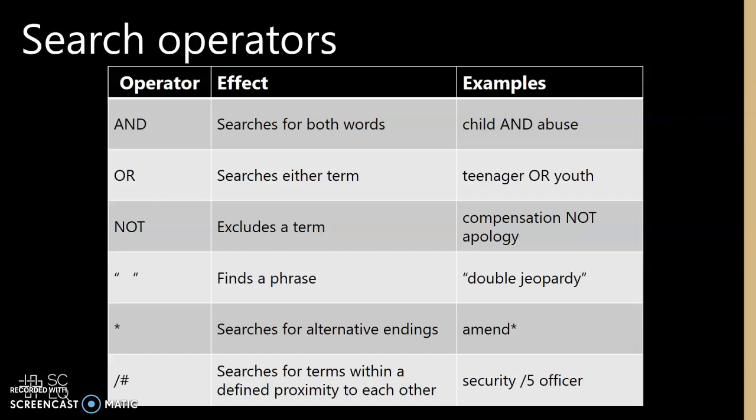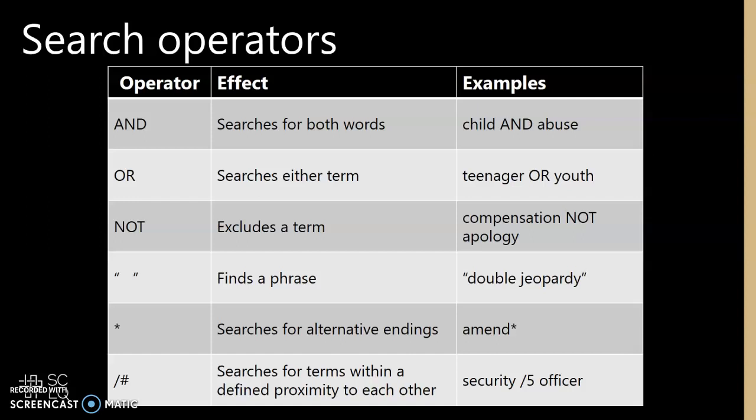The next one on the list there, the quotation marks, this is called phrase searching, and it goes around any legal terms that you have in your inquiry that may involve more than one word. So for example, double jeopardy, it's a legal term that involves two words. It's a very specific term. If you didn't have quotation marks around both of those words, it'd pull back documents that have the word double in one sentence and jeopardy in the other. So obviously, since that's not directly talking about double jeopardy, those results are unlikely to be particularly relevant. So you don't necessarily want those.